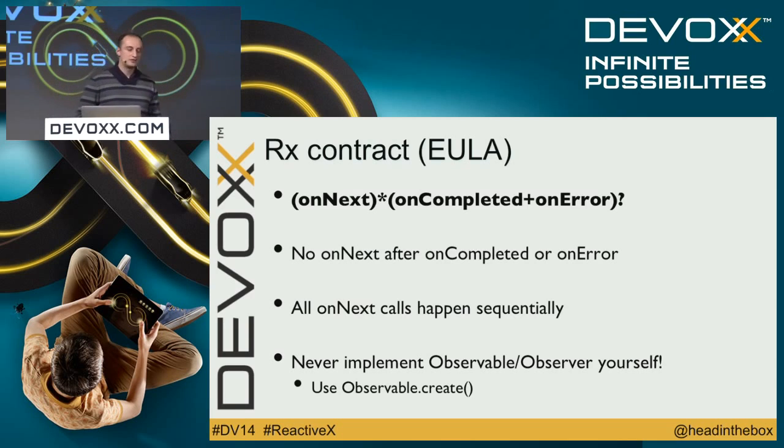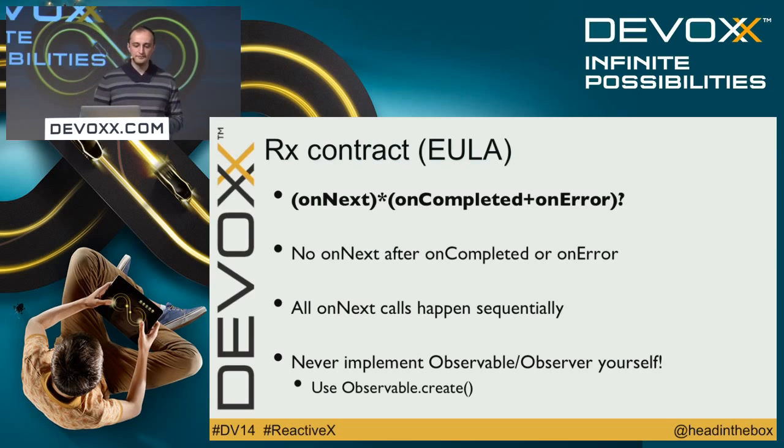Now, one thing that this regular expression doesn't tell us is the fact that all these on-next calls happen sequentially. So the Rx contract basically guarantees us that there is no overlap: the on-next events will not come in an overlapping way. They will all happen sequentially, if they're on a single thread.